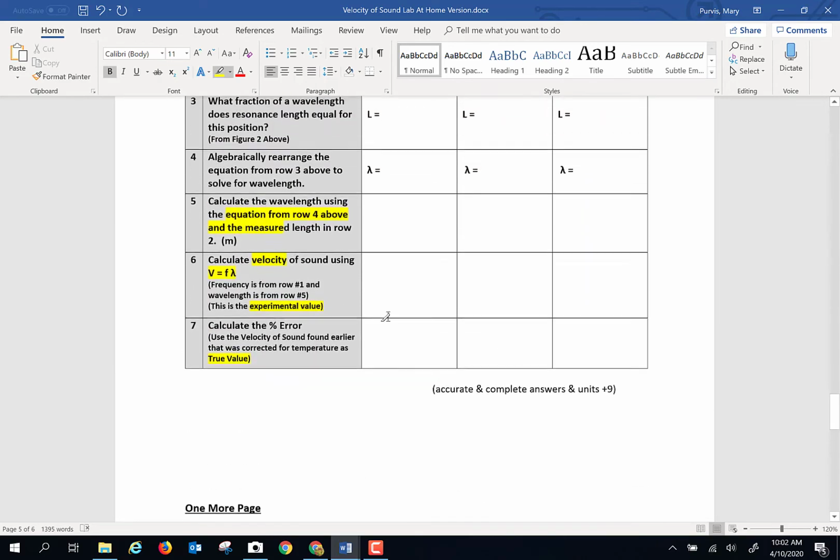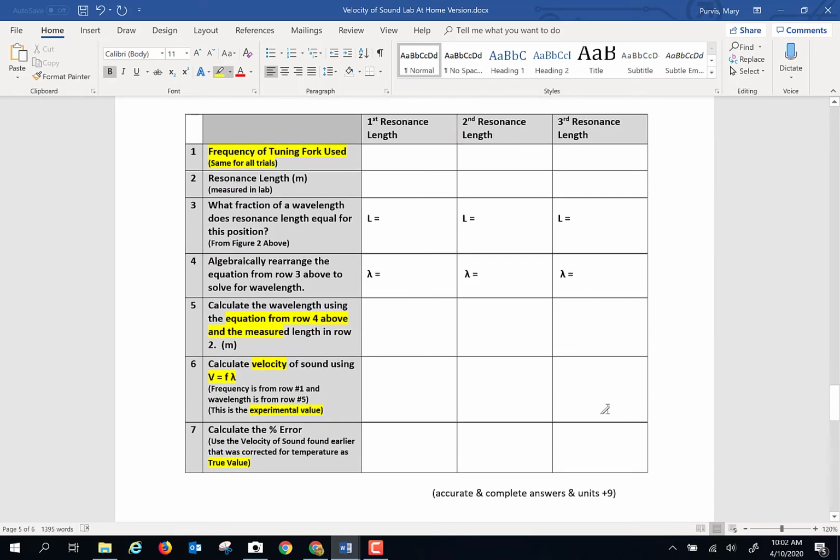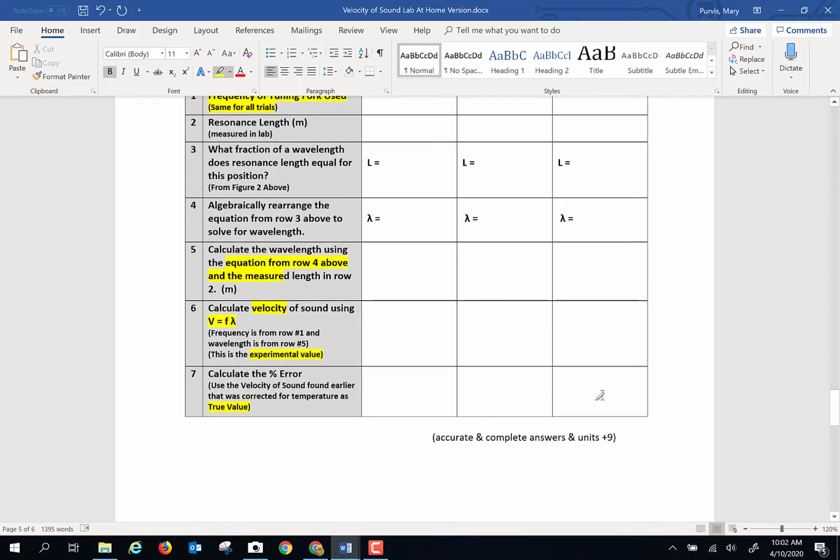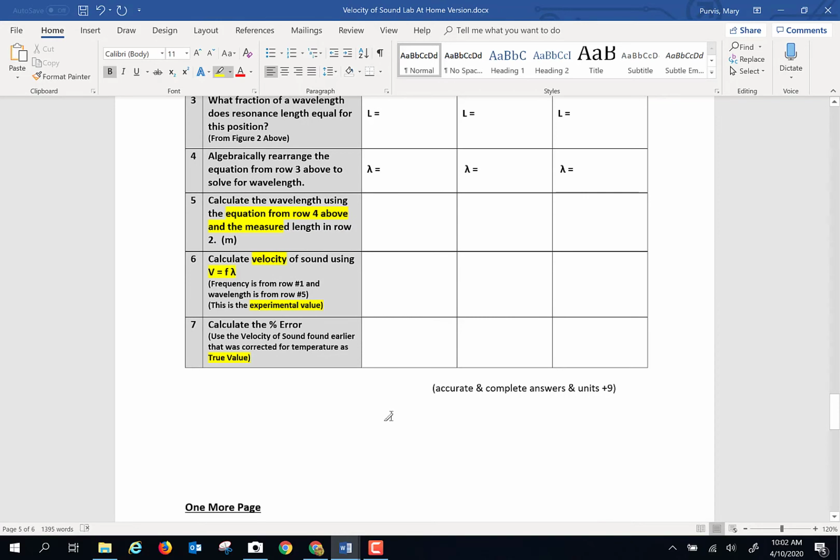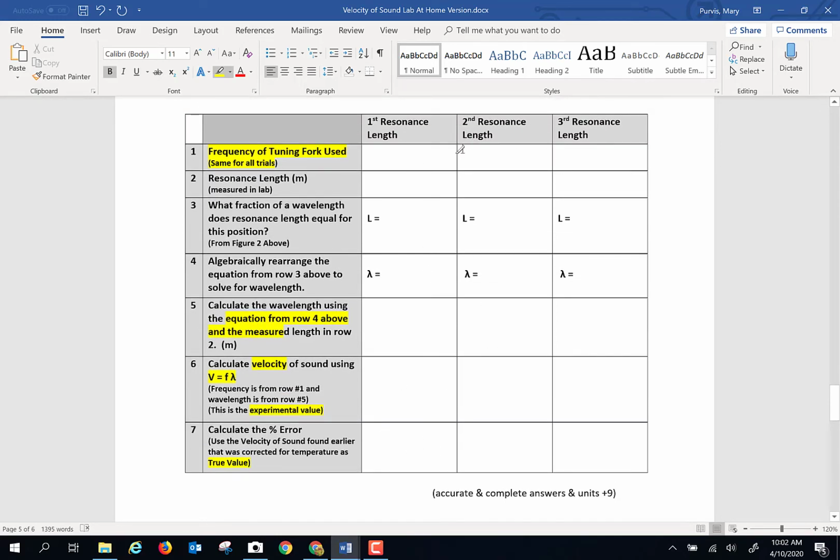Now, I am not asking you to show me all your work. This is our last lab together. I'm going to make the crazy assumption you know what you're doing. And I hope you do at this point in time. So just fill this in carefully. Make sure you've got correct units on everything. Make sure you convert from centimeters to meters.